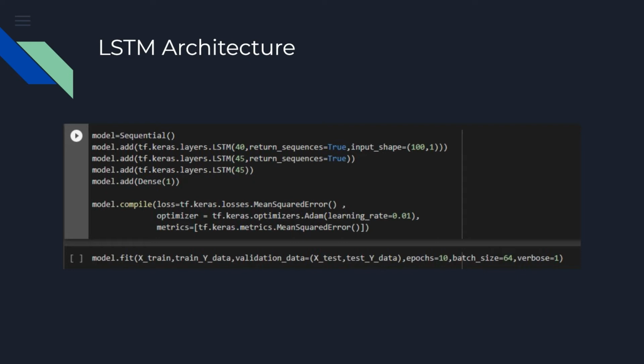This is a simple LSTM architecture. It has three LSTM layers stacked, and then a fully connected dense layer with a single neuron. We have trained our model for 10 epochs with a batch size of 64.